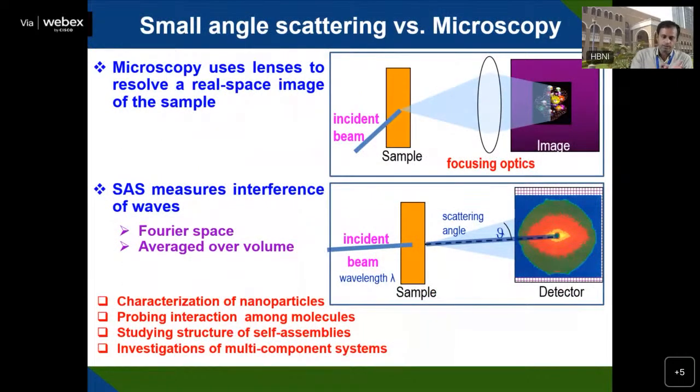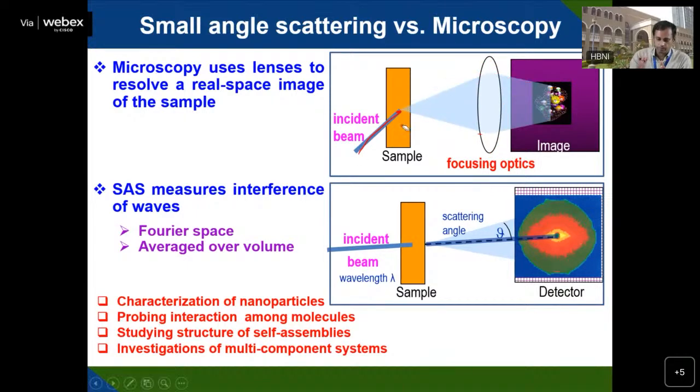Now if you see small angle scattering versus microscopy, microscopy mainly uses lenses. You have lenses like this, and those lenses are used to resolve the real space image. You have an incident beam that falls on the sample, then it goes and falls on the lenses, and finally you get an image on the image plate. So mainly you have these lenses to get a real space image.